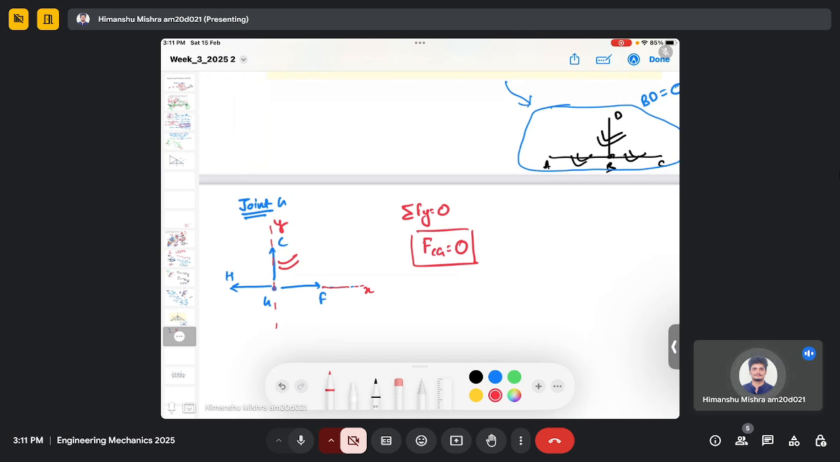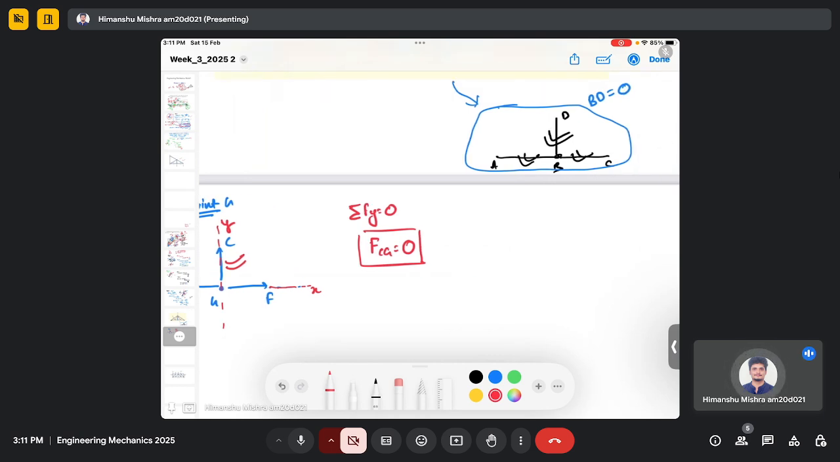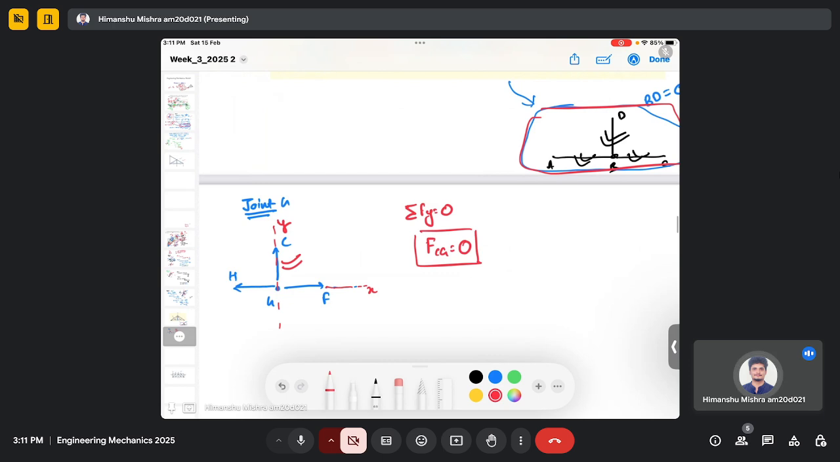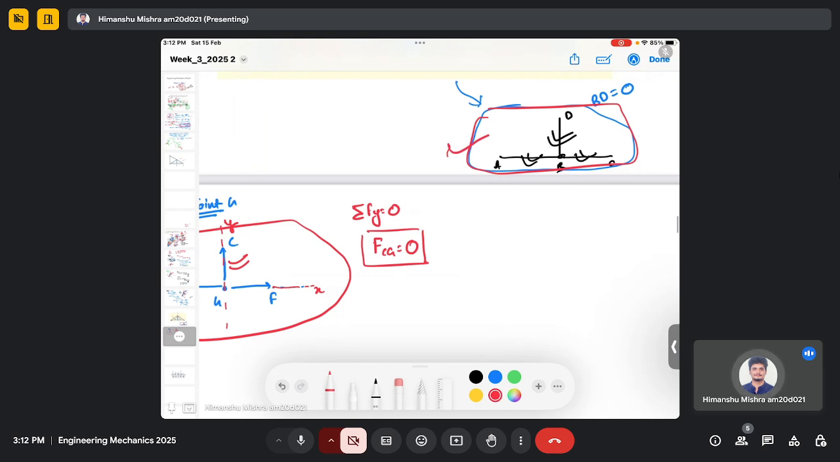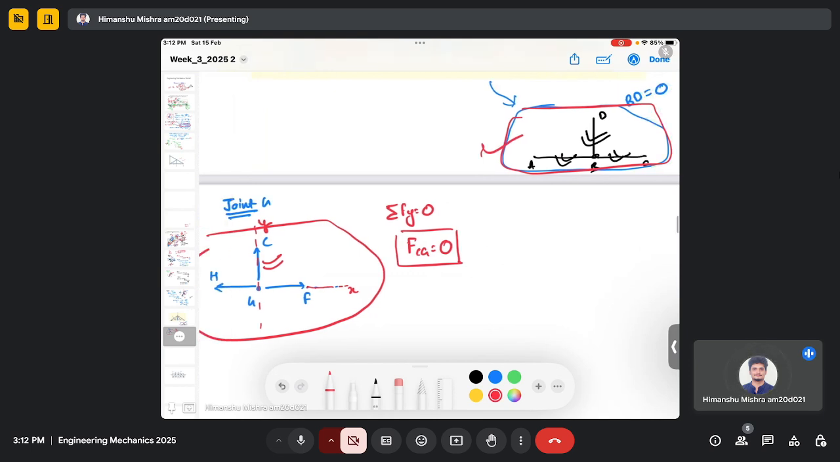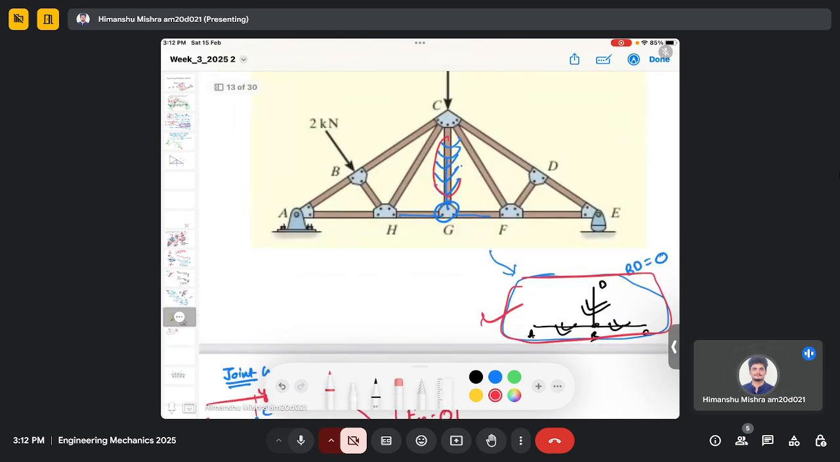And for this reason, we actually described today or even in the earlier class that if you have such a configuration, the force in the member which is perpendicular to the HG and GF, or here it is AB and BC, will be 0. So we can actually conclude that this is our zero force member.